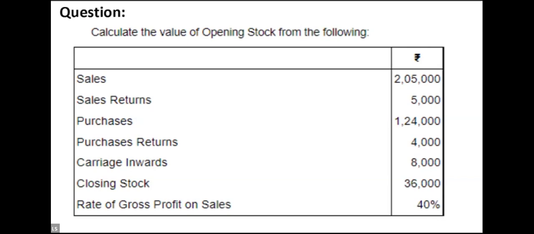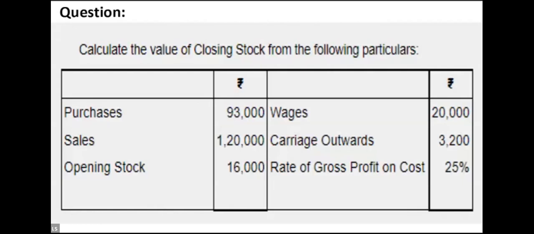Just a minute. I think we have committed one mistake in the last question. I think we have taken the carriage outward as the direct expense, na? Alexander? Yes, sir. While calculating the COGS, have we included the carriage outward as well? Yeah. Carriage outward is not the direct expense. Sorry, carriage outward is a sales related expense, na? Therefore, it will be an indirect expense. So while calculating the COGS, you won't be adding the carriage outward.